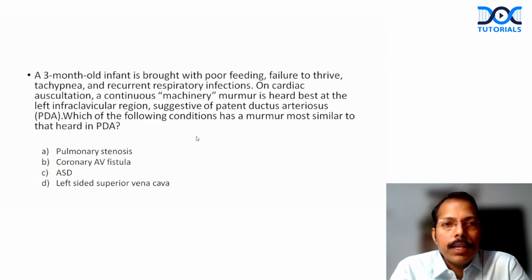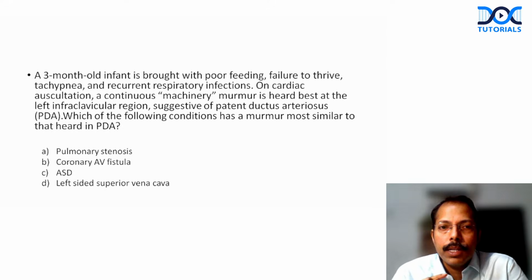And next question. A 3-month-old infant is brought with poor feeding, failure to thrive, tachypnea, and recurrent respiratory infections. On cardiac auscultation, a continuous machinery murmur is heard best at the left infraclavicular region, suggestive of PDA. Okay, this is the clear-cut scenario given. The question is, which of the following conditions has a murmur most similar to that heard in PDA?